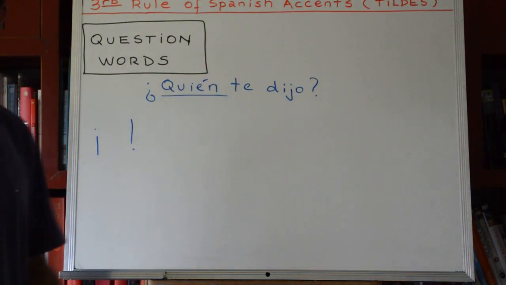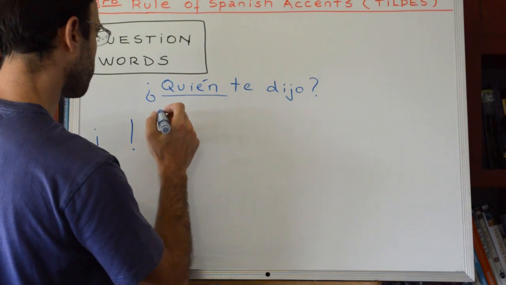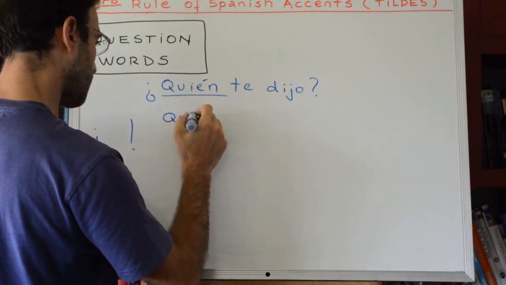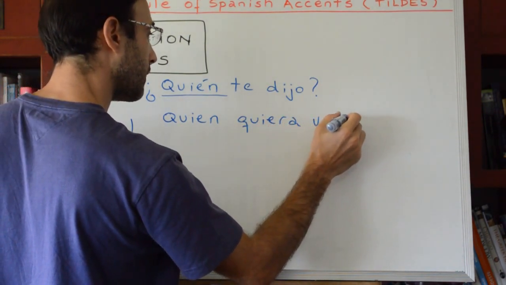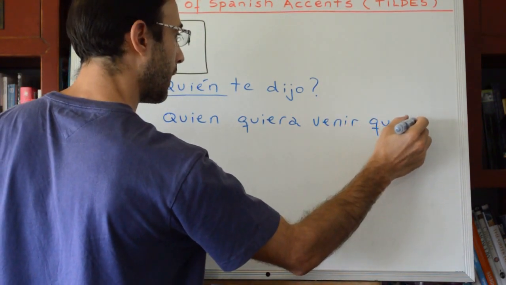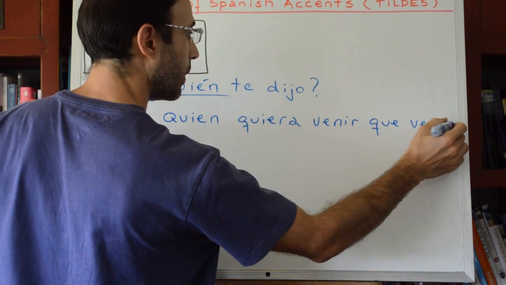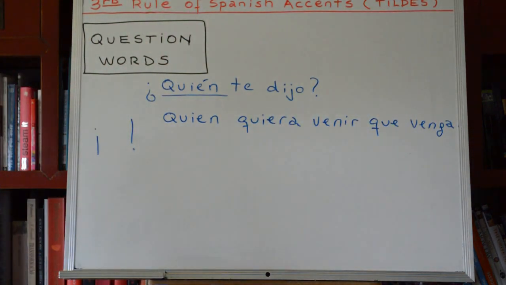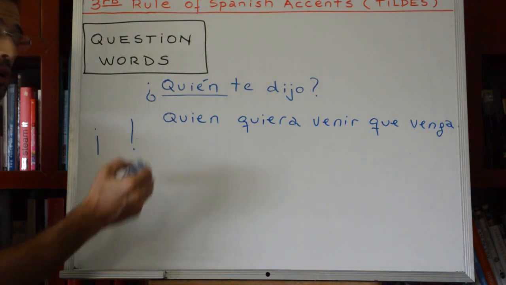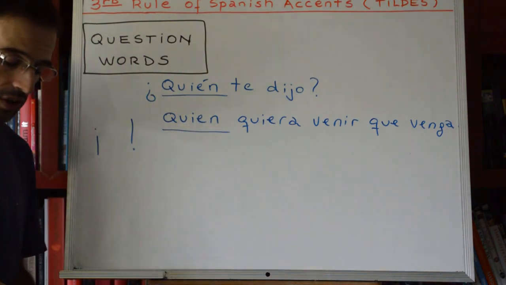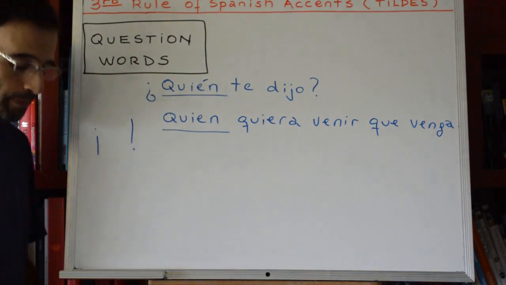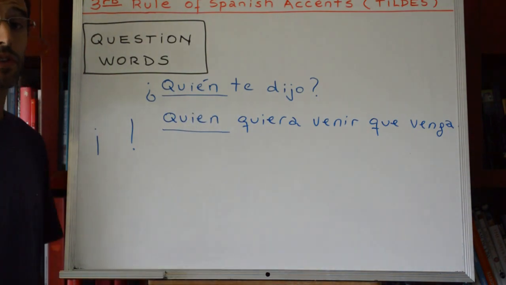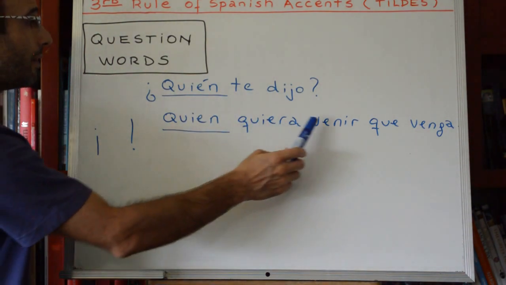So, what other kind of sentences can a question word be involved in if it's not a question, right? Here, I'll show you. Quien quiera venir, que venga. Okay, this is just one example sentence. Okay, here we are using a question word that is not actually working like a question word. Okay, it's the same word as here, but here it doesn't carry a tilde because it's not involved in a question. Quien quiera venir, que venga.